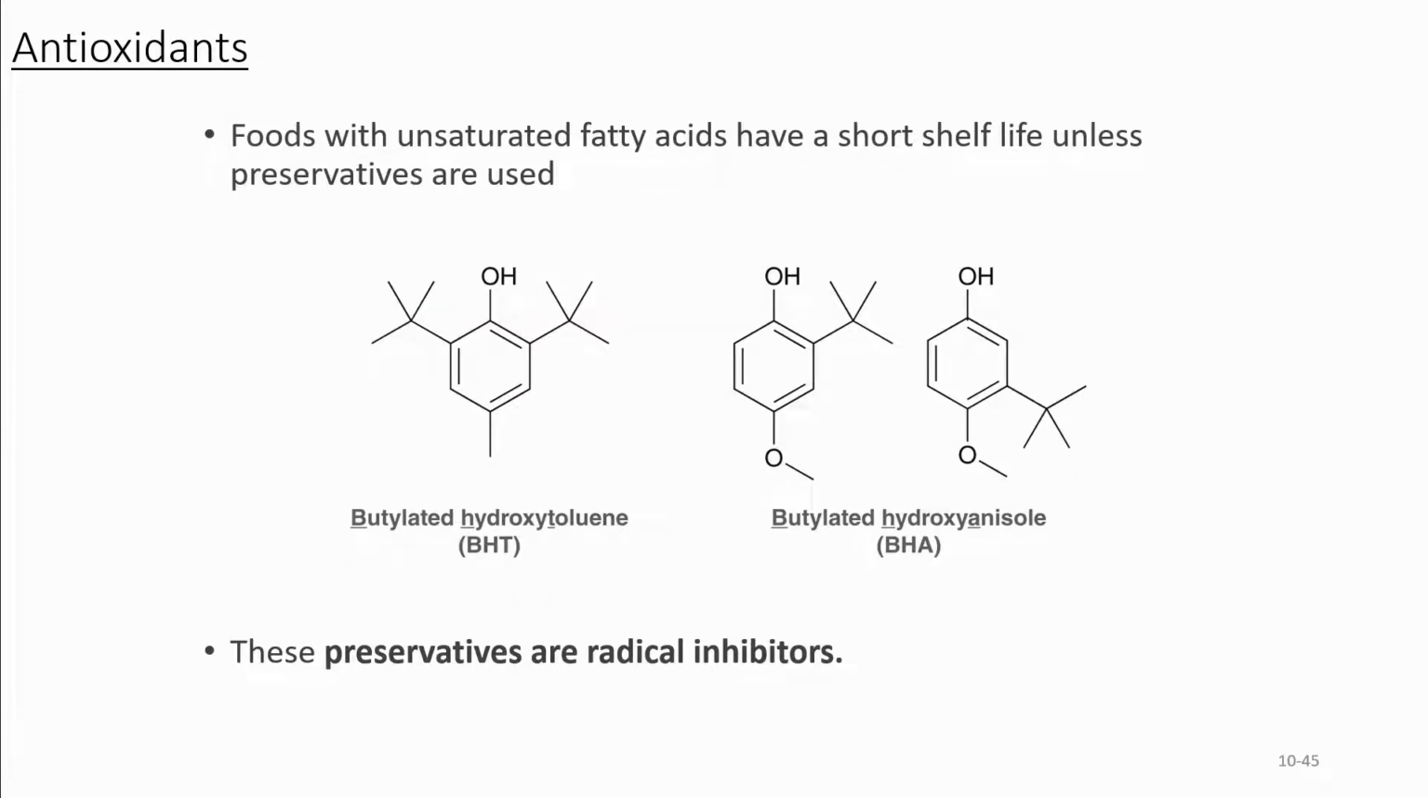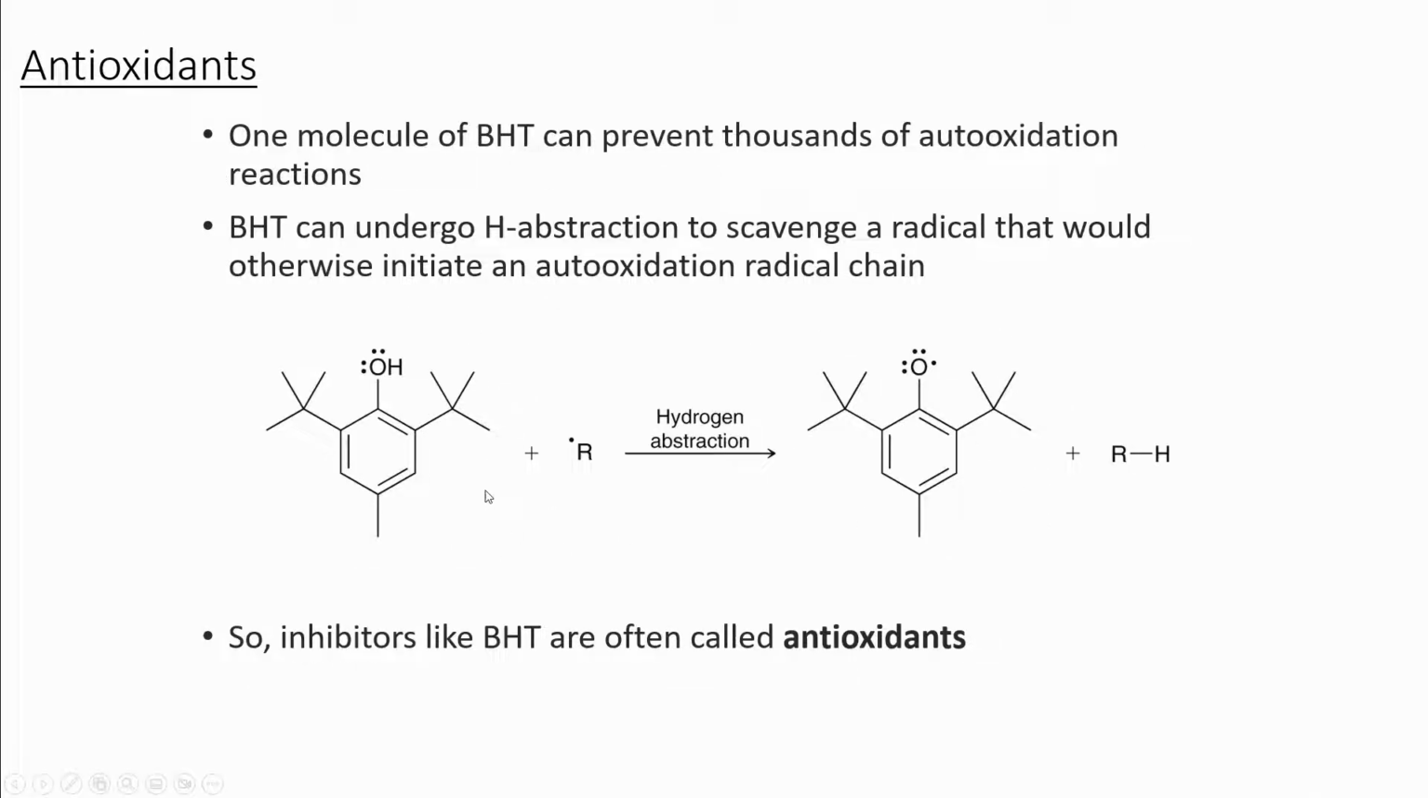Antioxidants are a series of compounds which can react with radical species. These are radical inhibitors. They will often contain a phenol structure or a polyphenol structure, which is a hydroxyl group attached to a benzene ring. The hydroxyl group is able to trap a radical. For example, BHT can undergo hydrogen abstraction to scavenge the radical that could otherwise initiate an auto-oxidation chain reaction.